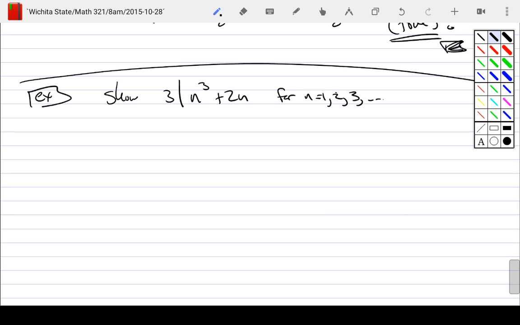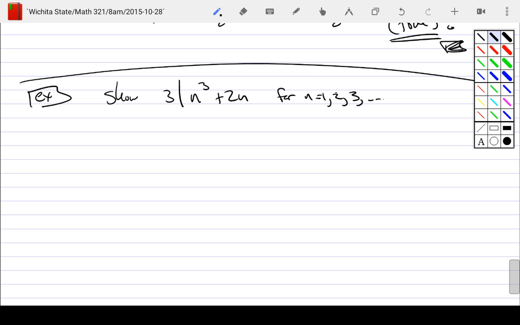Well, what's 1 cubed plus 2 times 1? 3. Hey, 3, that's a multiple of 3. Let's plug a 2 in. What's 2 cubed? 8. What is 2 times 2? Just to make sure I did this problem right. It's 4. Yeah, 12. So, yeah, we're good still. But does that prove it?